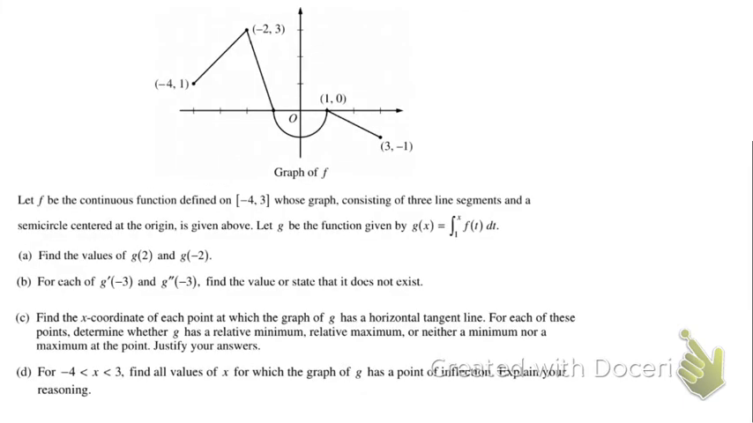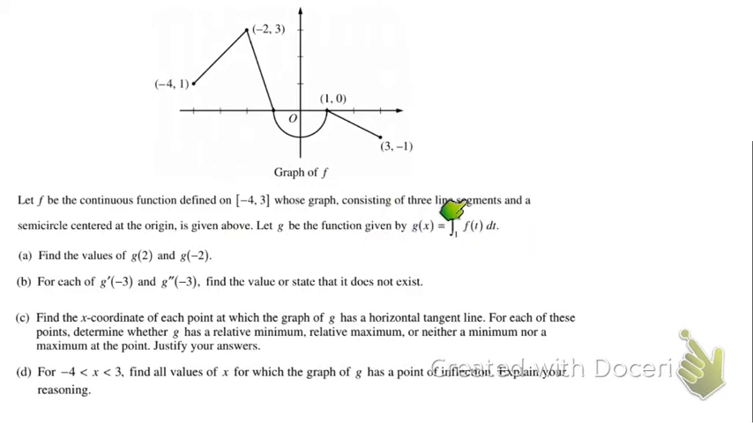All right, we're going to look at a couple free response questions. And again, these free response questions are in the calculator section, so if you want to, feel free to use your calculator. The first one says, let f be the continuous function defined on the interval from -4 to 3, whose graph consisting of 3 line segments and a semicircle centered at the origin is given above. Let g be the function given by here.